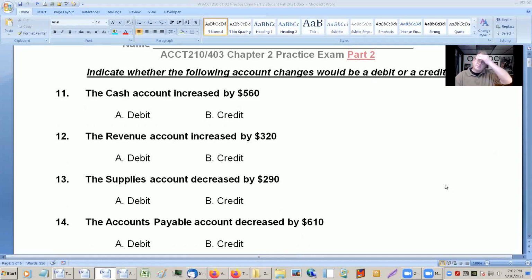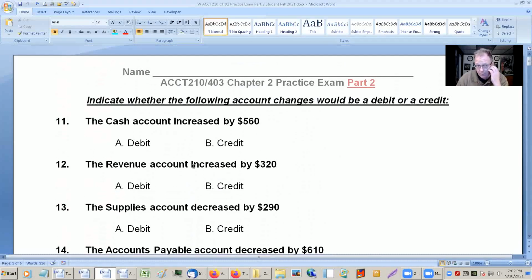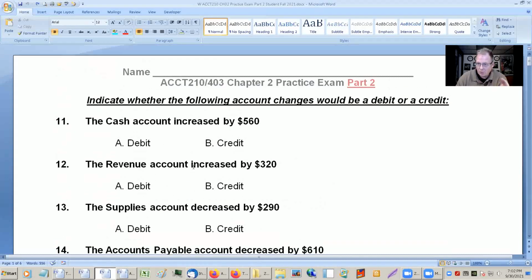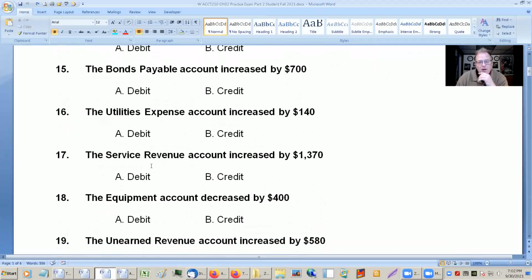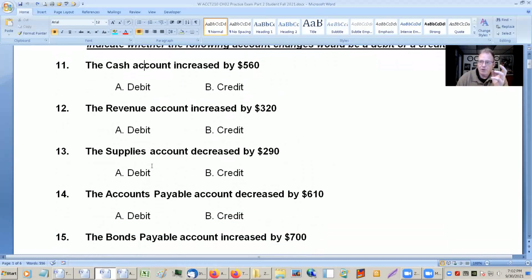Okay. I'm gonna start out with chapter 2 practices and part 2. I'm gonna go through some of these, the first 11 through 20. As you can probably imagine, part 1 has 1 through 10, and then this is 11 through 20. These are just for the accounts themselves. Will they be debit or credit? There's nothing more to it.